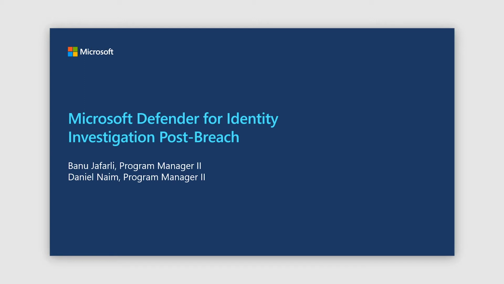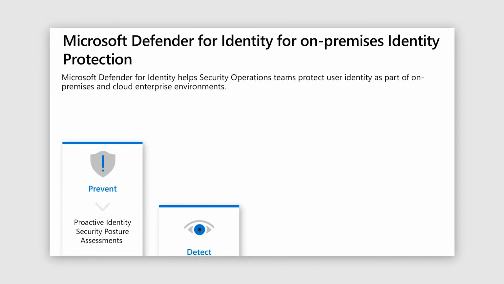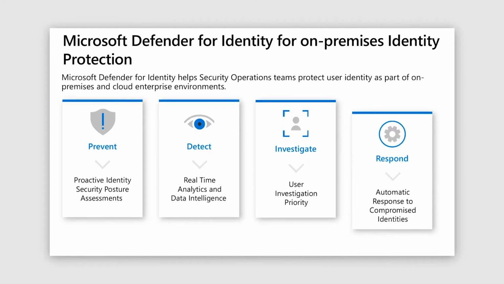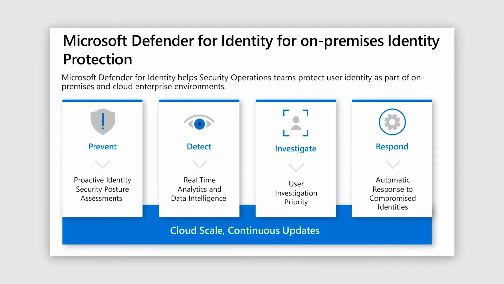And today's session is going to be focused on investigation post-breach. So before we get started, I want to talk about what Microsoft Defender for Identity is focused on. It's a product that's focused on protecting on-prem identities, and it's done within 4 different phases. The first phase is prevent, where we're leveraging identity security posture assessments to help you reduce the attack surface. The second phase is detect. If there's an attacker, we'll alert you in real time and make sure you're aware of any risks or anomalies. And most of our presentation will be focused on this phase.